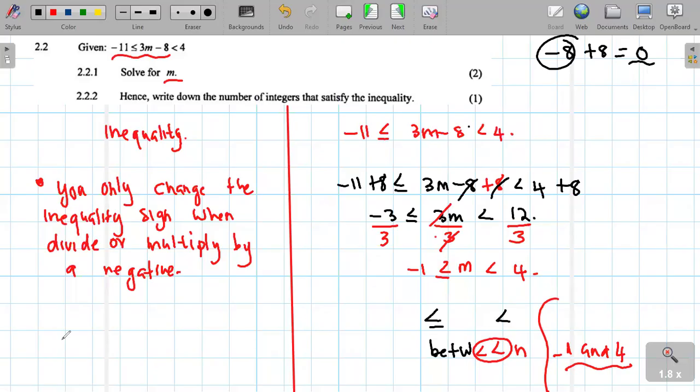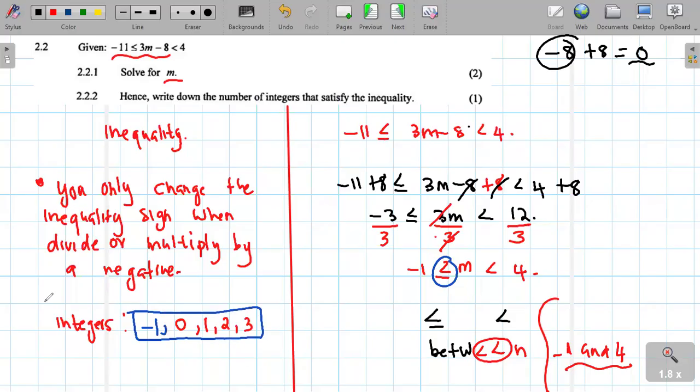I'm just going to list the integers. Between negative 1 and 4, I have 0, 1, 2, 3. But this inequality tells us it is less than or equal to negative 1, so negative 1 is included. So here is the listing that satisfies the inequality.